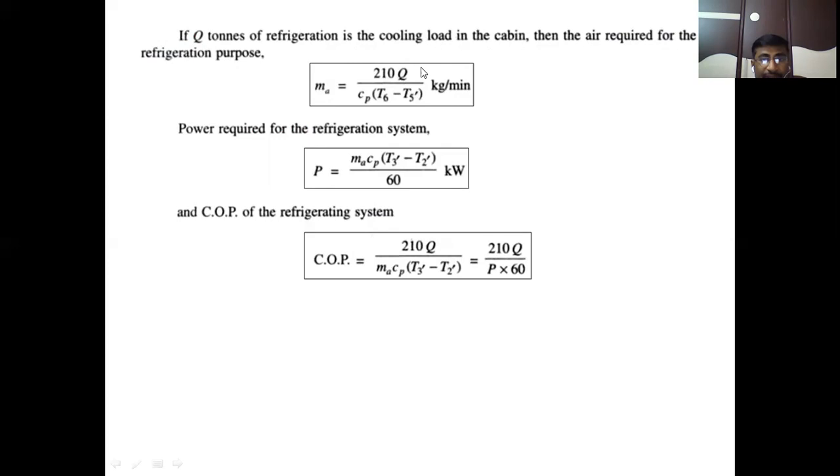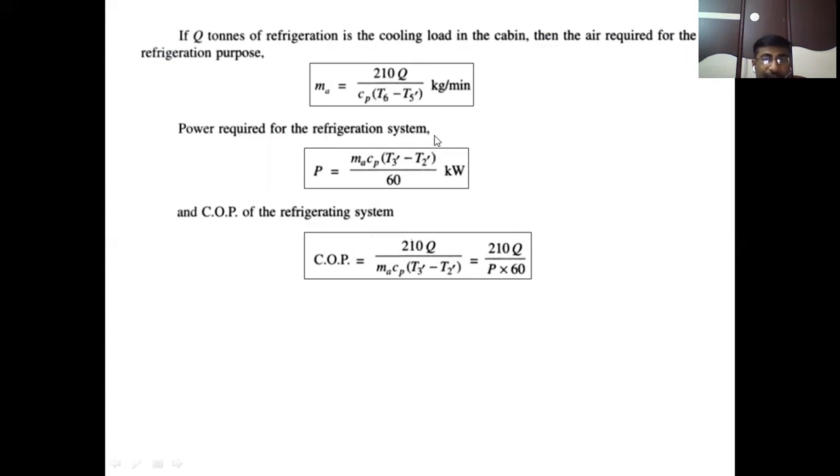So this is the actual refrigeration effect produced by the system, and this is the theoretical refrigeration effect by the cycle. By equating these two, we can get MA equal to 210 Q divided by Cp into (T6 minus T5 dash), in kg per minute. This much air is required to produce Q tons of refrigeration effect in the cabin.